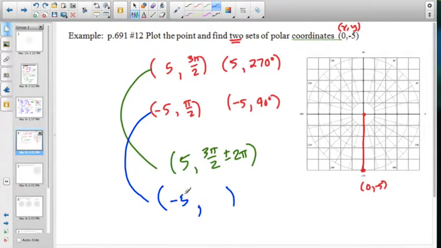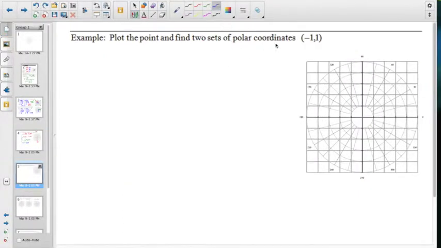And likewise, we could do -5 comma pi over 2 plus or minus 2 pi. So we have infinitely many ways we can describe the coordinate 0, -5 using polar coordinates. Same instructions here. Find 2 sets of polar coordinates for -1, 1.